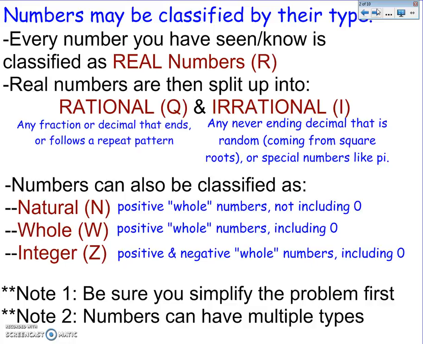Irrational is any never-ending decimal that is random. So it comes usually from square roots or special numbers like pi. They never end and you don't know what the next number is, or it's not a pattern.